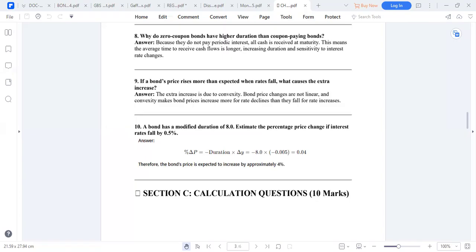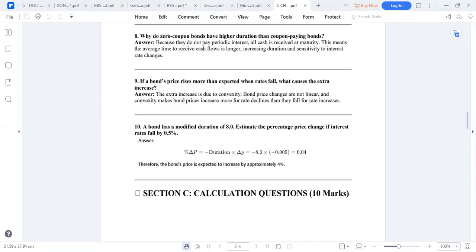It's convexity that causes the bond price to rise sharply when the yield falls. So this gives the investor some positive convexity benefits. So now question number 10 has some calculations. We're given that a modified duration is 0.8. Estimate the percentage change if the interest rates fall by 0.5%.